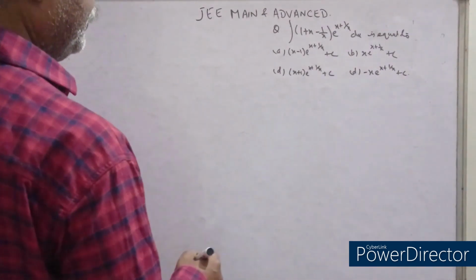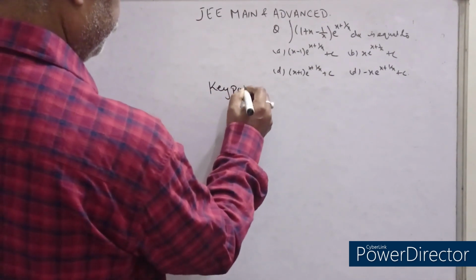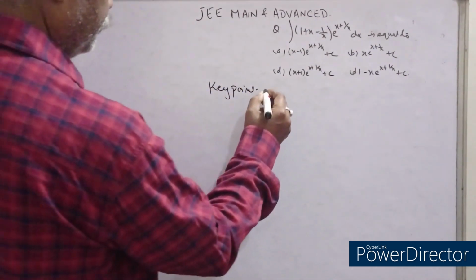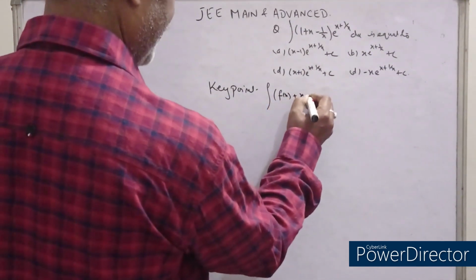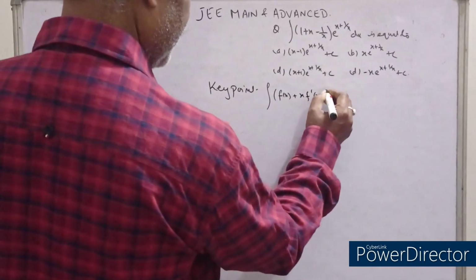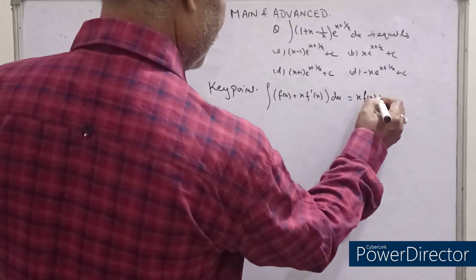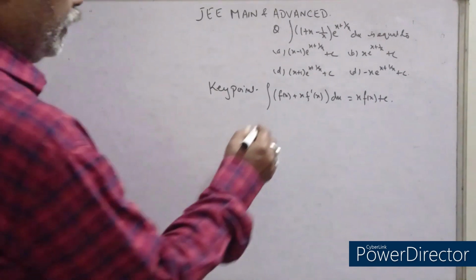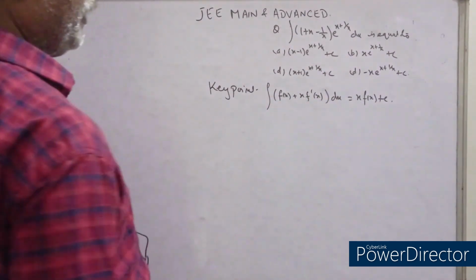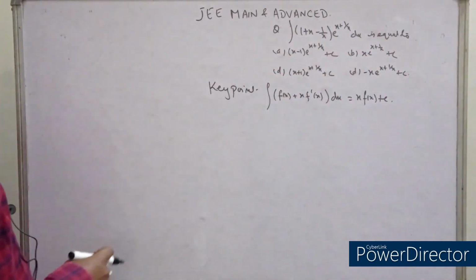Now to solve this, my main key point will be this, that is integration of f x plus x f dash x dx is equal to x f x plus c. This is my key point to solve this question, that is f x plus x f dash x. So I have to arrange this in this form to solve the problem.